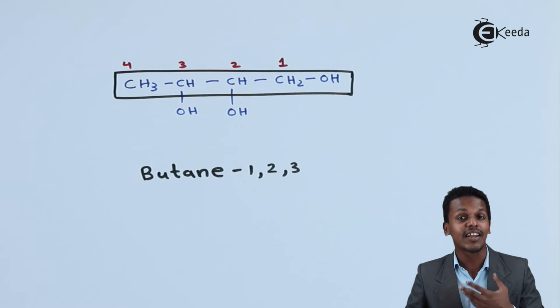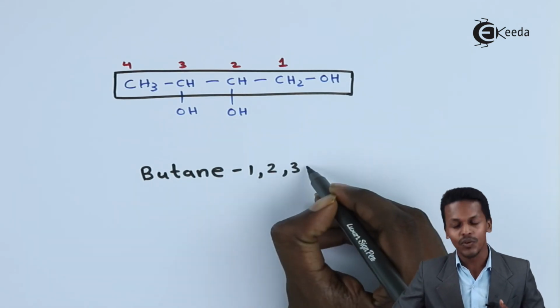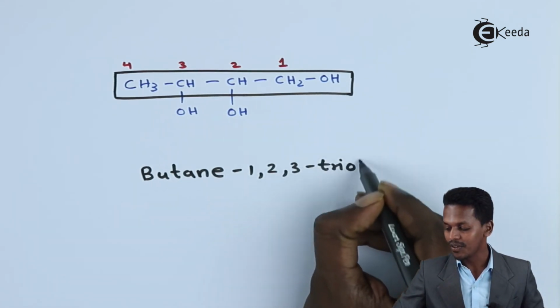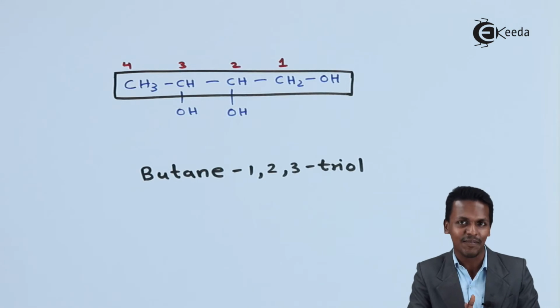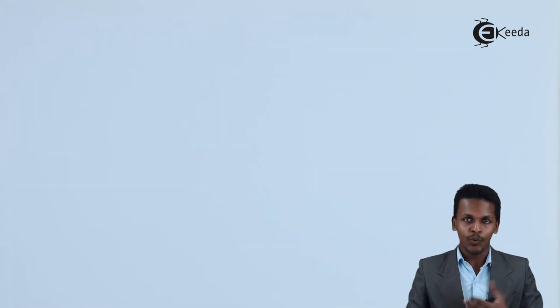And how many OH groups? There are 3 OH groups, so therefore the name of this one could be given as triol. So therefore the name of this molecule is nothing but butane-1,2,3-triol, and this is one of the examples that we have discussed.